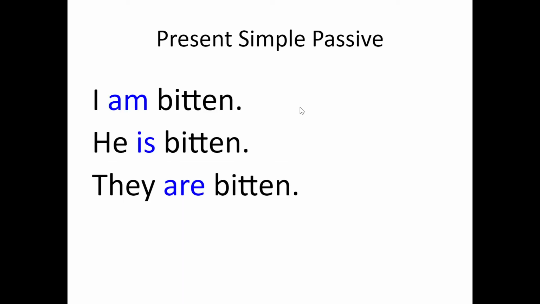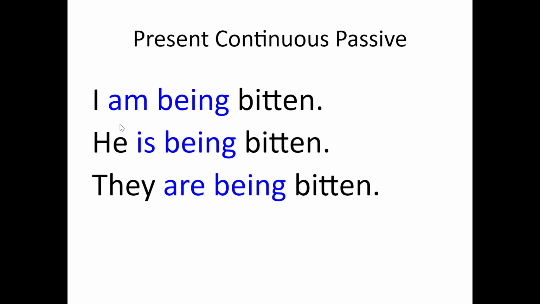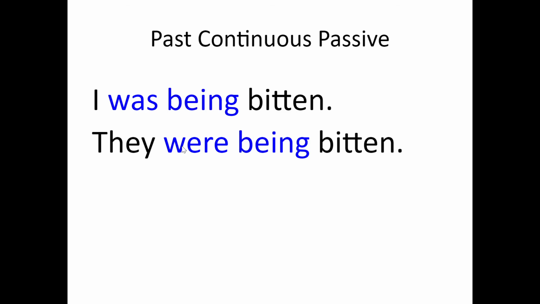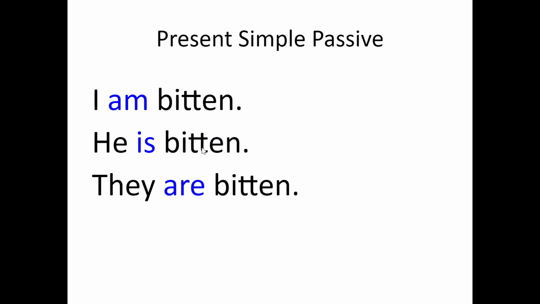Important to note here that subject-verb agreement is an issue in the present passive. I am bitten, he is bitten, they are bitten. And in the present continuous, although the being stays the same, the first be verb here will change for the subject. This is also true for the past passive, I was bitten, they were bitten. And the past continuous passive, I was being bitten, they were being bitten. But those are the only ones.